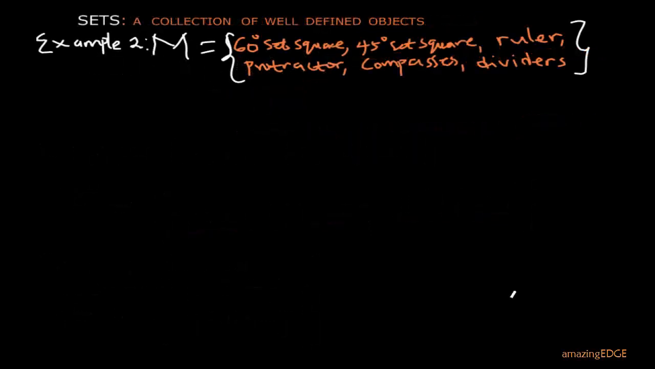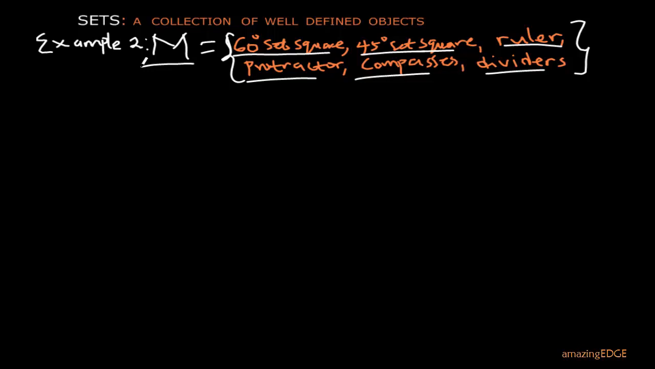Maybe we can have another example. Here we're using M to represent a set. The elements of this set are a 60 degrees set square, a 45 degrees set square, a ruler, a protractor, compasses, and dividers. These are the members of this set, capital letter M. Remember, the letter that represents a set must be a capital letter. The members, the things inside the curly bracket, are represented with small letters, and each of them is separated by a comma.